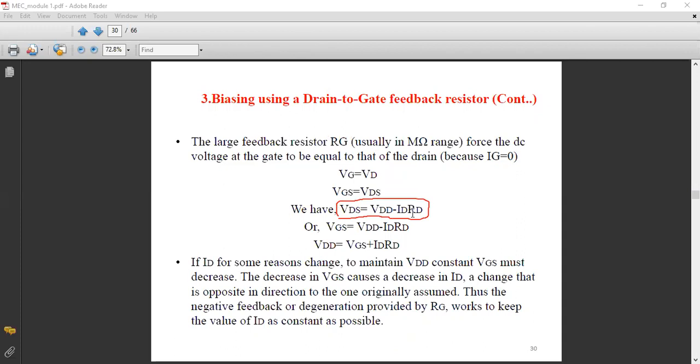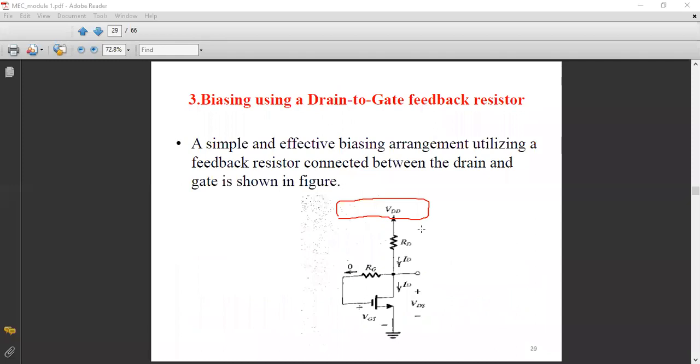The equation is VDS is equal to VDD minus IDRD. How did it come? VDD is your total power supply, isn't it? From this power supply, a definite voltage will drop across RD. So the remaining voltage will come across the junction between drain and source.